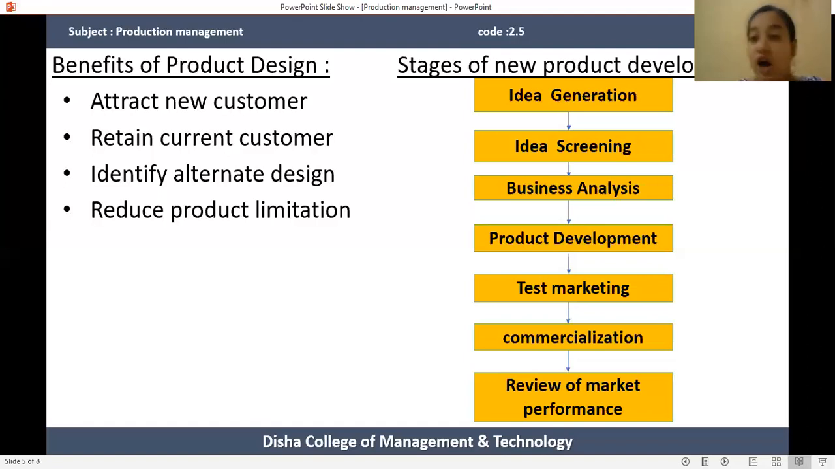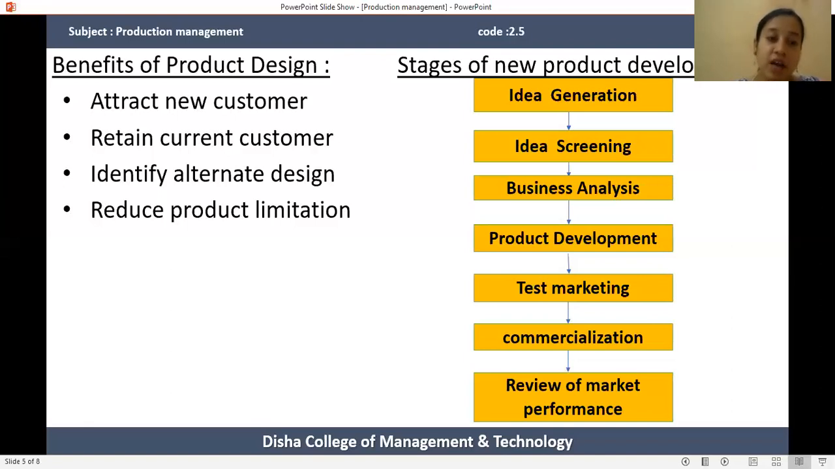Next, the benefit of product design is identifying alternate designs. If the production department gives more importance to the design aspect of the product, meaning they want to improve the design and make it according to the requirements of the customer, then they can identify the best alternative product design for their product. So identifying or selecting the alternate design helps the organization to achieve success.